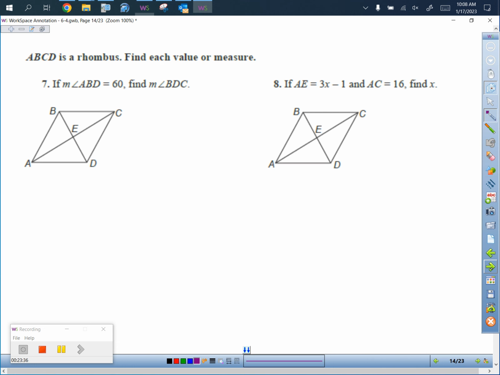Yep. Number 7. Try that guy. Take the info, put him in the picture. See what happens. So here's angle ABD. That means that 60 degrees goes right by the middle letter, which is the vertex. They say find the measure of angle BDC. BDC, that's this angle right here. There's lots of ways you could find that. Lots of ways.